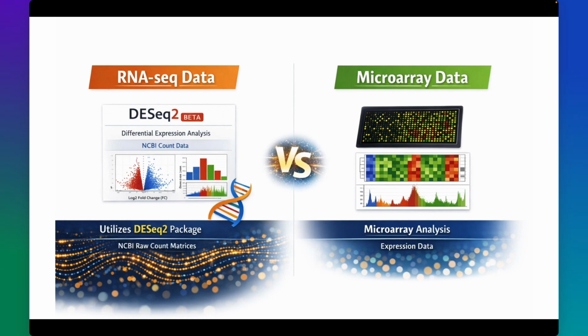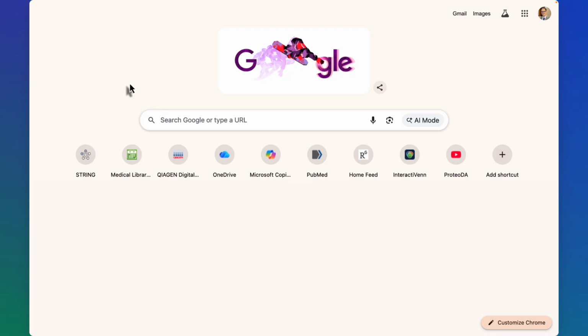GEO2R is versatile, handling both RNA-seq and microRNA data. For RNA-seq data, it utilizes the DESeq2 package. This is crucial for identifying differentially expressed genes using NCBI-computed raw count matrices. DESeq2 is known for its consistent performance even with varying study sizes. Let me show you how GEO2R works.